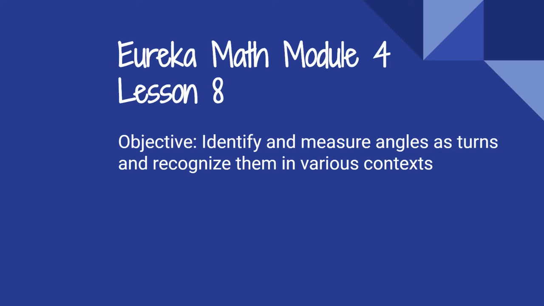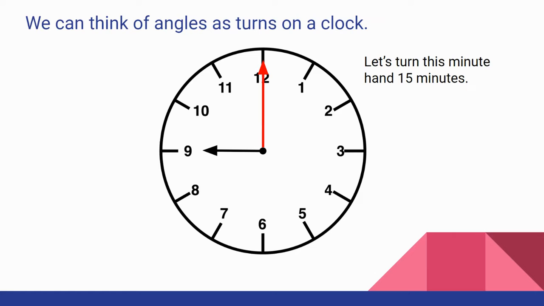Today we will identify and measure angles as turns and recognize them in various contexts. In other words, we're going to find angles as turns in real life situations. And the first one we're going to look at is a clock. So we can think of angles as turns on a clock.